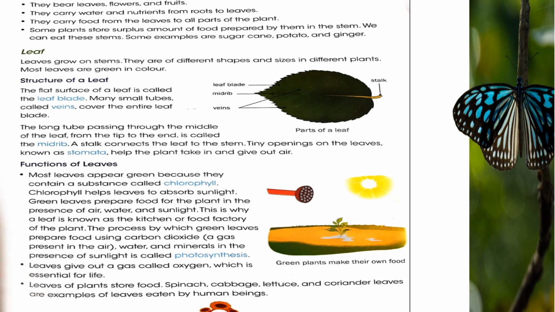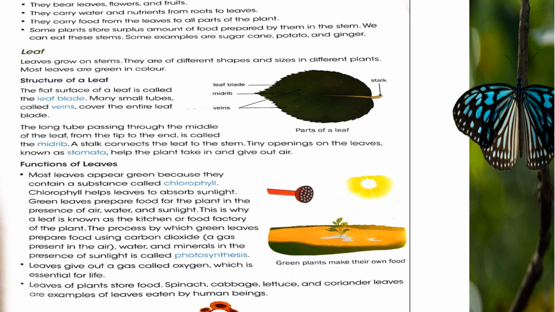Let's see the functions of leaves. Most leaves appear green because they contain a substance called chlorophyll. Chlorophyll helps leaves to absorb sunlight. Green leaves prepare food for the plant in the presence of air, water, and sunlight.